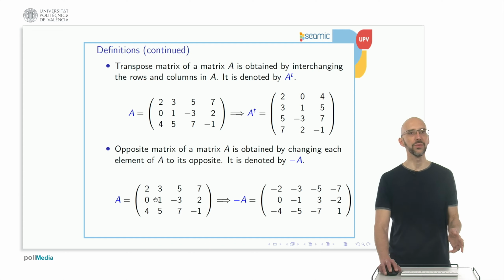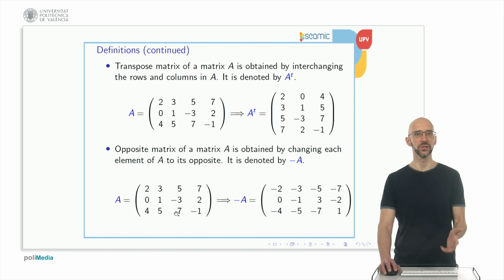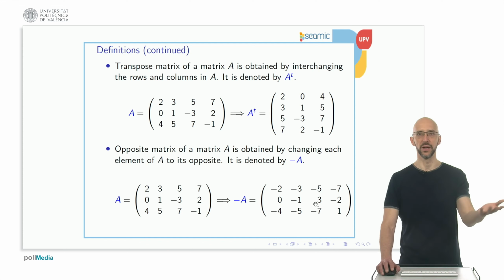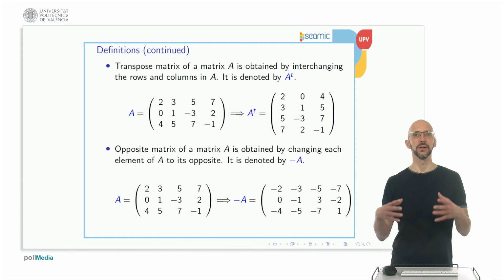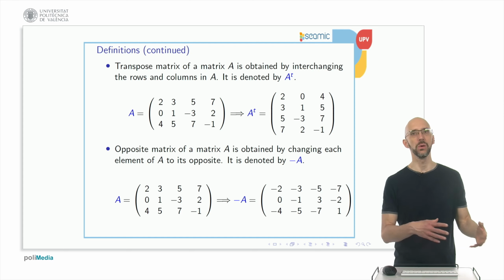For example, 2, 3, 5, 7, 0, 1, -3, 2, 4, 5, 7, -1. The opposite matrix is the one in which all the elements are the same, but with different sign. If I have 2, then it's -2. If I have 3, this is -3, 5, -5, and so on. This opposite matrix is used when we are adding matrices, to obtain the null matrix.